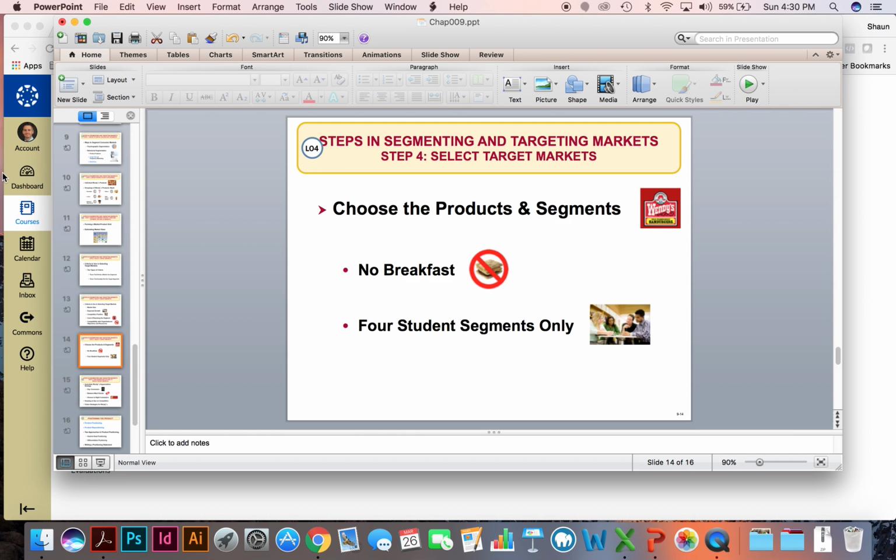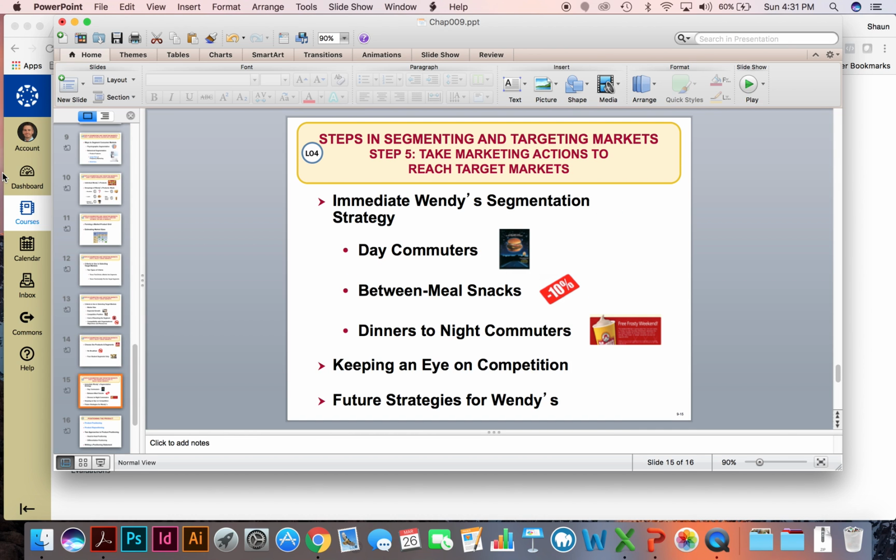So for instance, if we were Wendy's and we were choosing products and segments, we would decide that it's not wise to choose any of our segments that consist of the breakfast products, because we don't have the capabilities of producing breakfast at this time. For our 4 student segments, we only want to choose the student segments that are going to be profitable for us. They're reachable, but are they profitable? So once we identified those 4 student segments, we've identified strategies to reach those target segments.